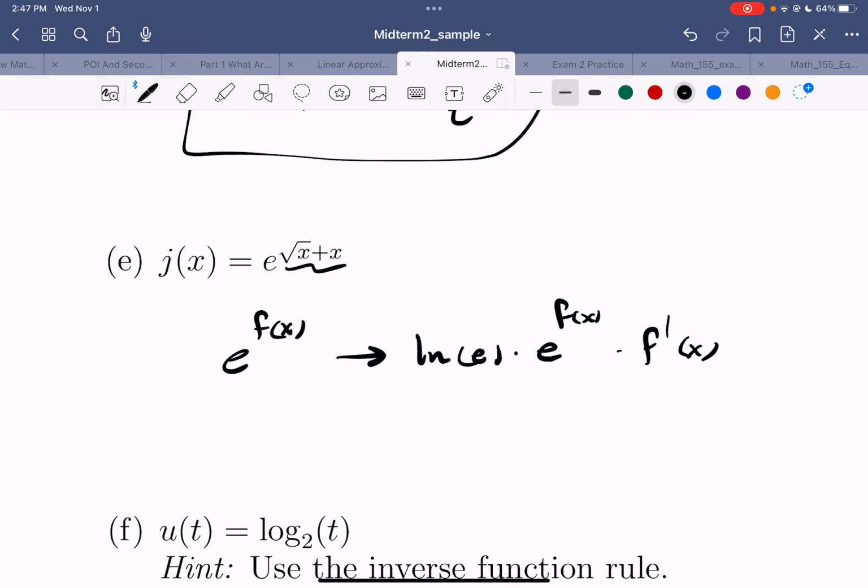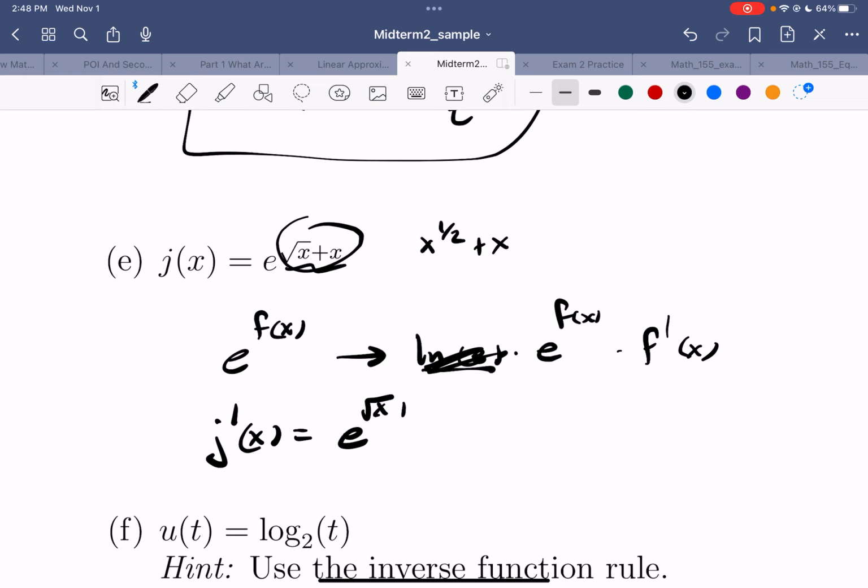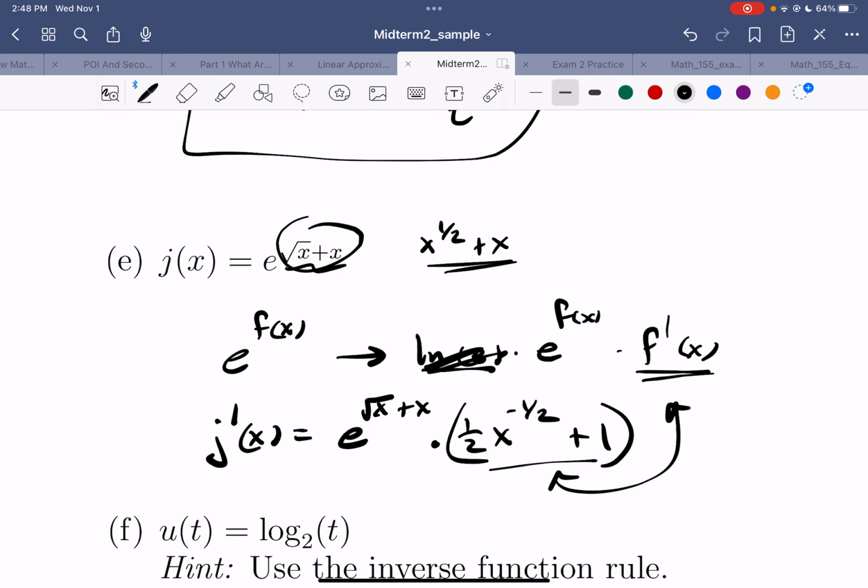Let's do it. My f of x is x to the 1/2, that's the square root part, plus x. So what's the derivative of my function? Natural log of e is just 1, forget about it. I have e to the root x plus x times f prime, so I have to take the derivative of that. The 1/2 comes down, minus 1/2 plus 1. This is f prime.